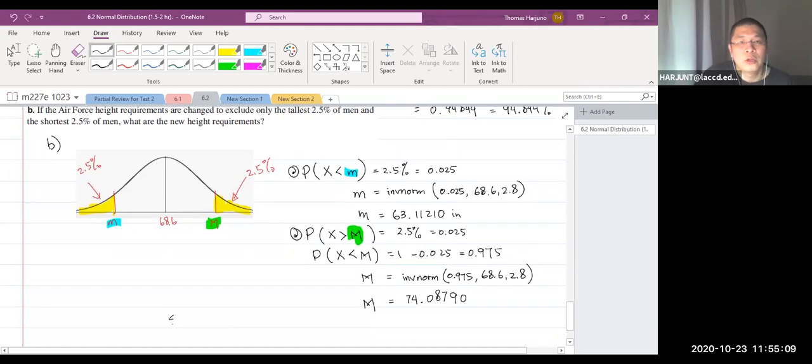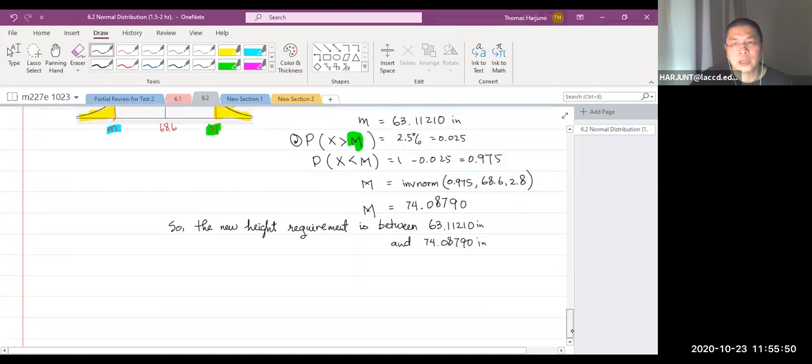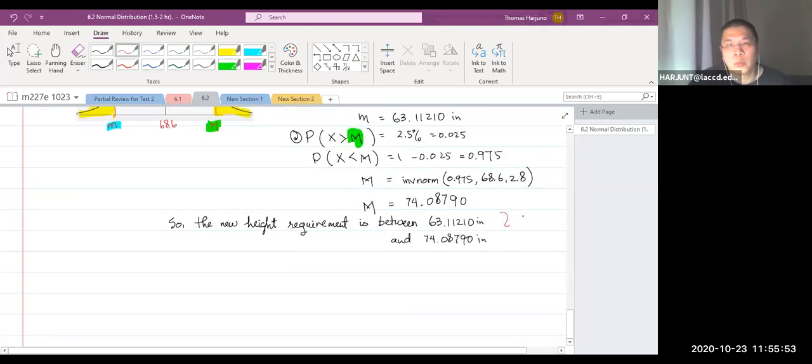So the new height requirement is between 63.11210 inches and 74.08790 inches. Of course, in reality, nobody will be super strict like that. In reality, they will just say, oh, you know what? Between 63 to 74. You see what I mean?